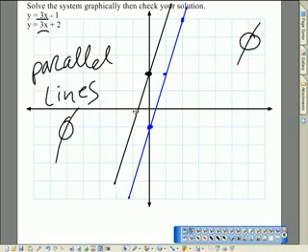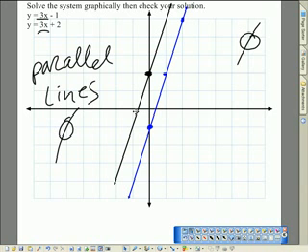So if you recognize right away that you have two parallel lines there, you don't have to graph them. You can just put empty set, no answer. Now what would happen, just theoretically speaking, if the two equations were exactly the same?